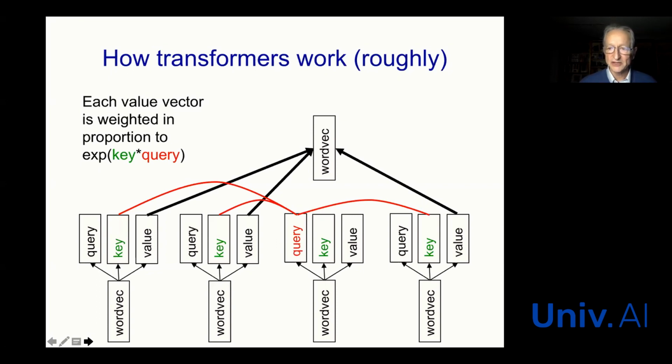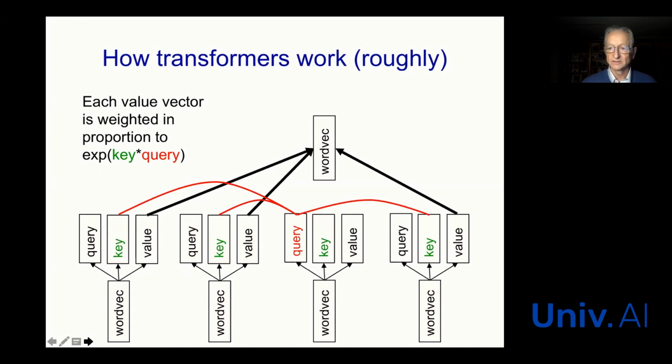And that query that it's created is then matched to the keys for all nearby words. So you take the vector of activities that represents the query for the third word, and you match it to the key for the second word and the key for the first word, and so on. And the match is just a scalar product. But once you've done the match, you exponentiate that scalar product. So you take the key times the query, and you take e to the power of that.